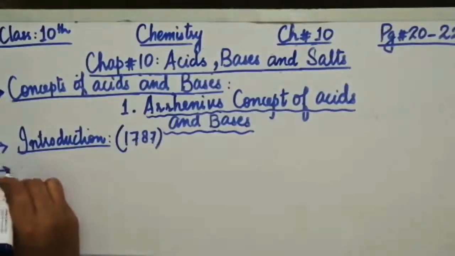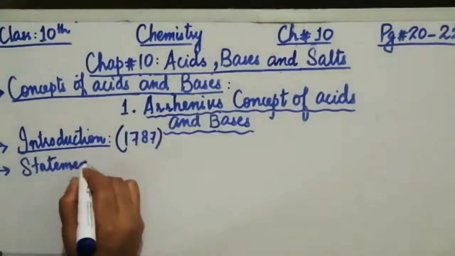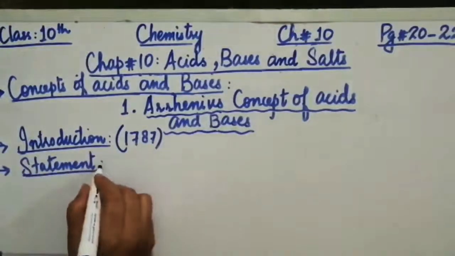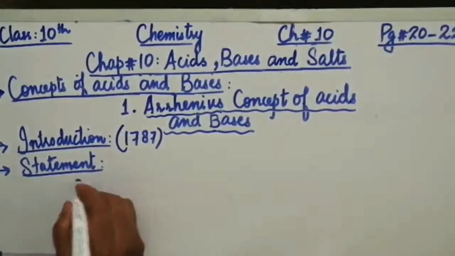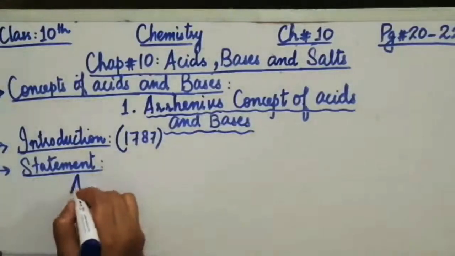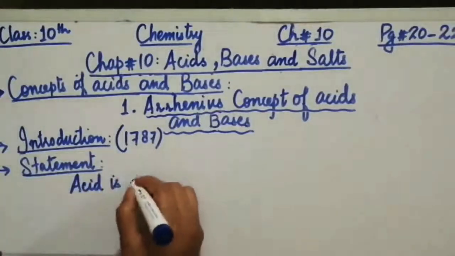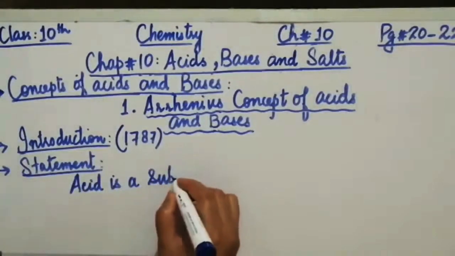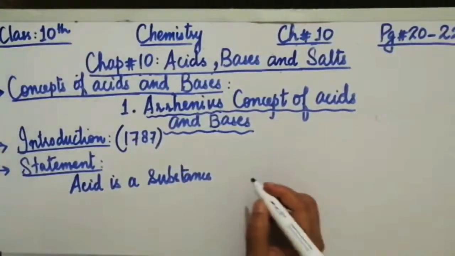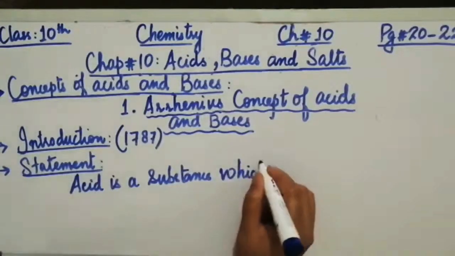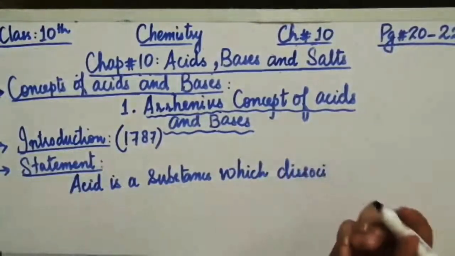He gave the statement about acids and bases in this manner. First I am going to define the acid, and then the base. What is an acid? An acid is a substance which dissociates or dissolves. What's the meaning of dissociate? Dissolve, or after dissolving, broken down into its respective components.